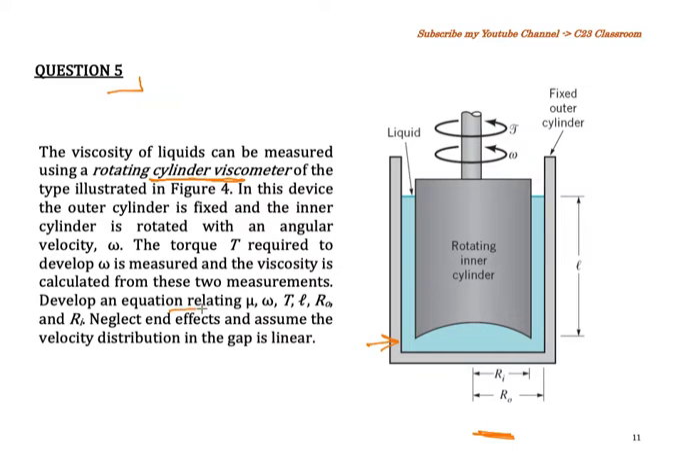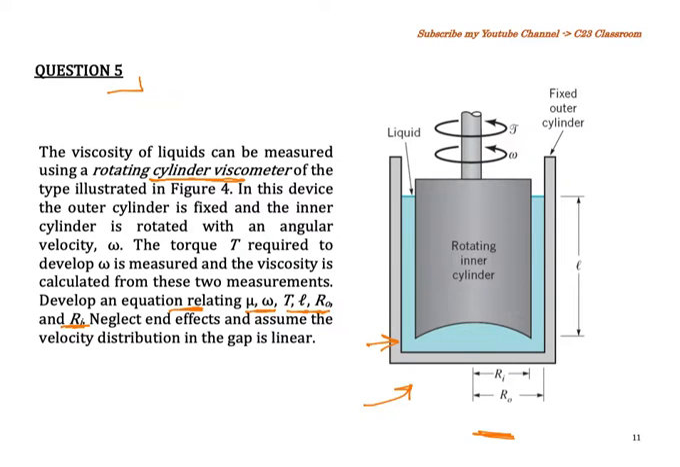Develop an equation relating mu, omega, T, L, R0 and Ri. Neglect end effects and assume the velocity distribution in the gap is linear. In this question, we will discuss the mechanism of the rotating cylinder. We are using this idea to measure the dynamic viscosity. As I said in the previous lecture, one of the simple methods to measure the dynamic viscosity is by using the rotating viscometer.